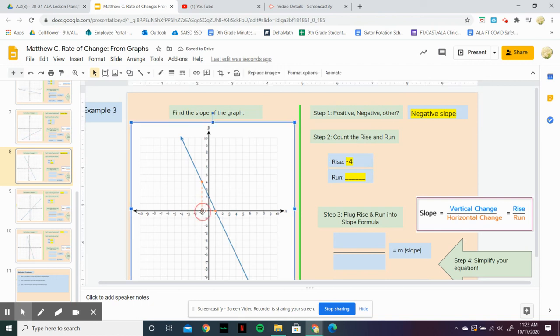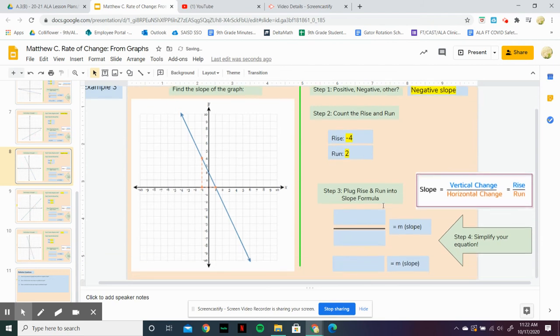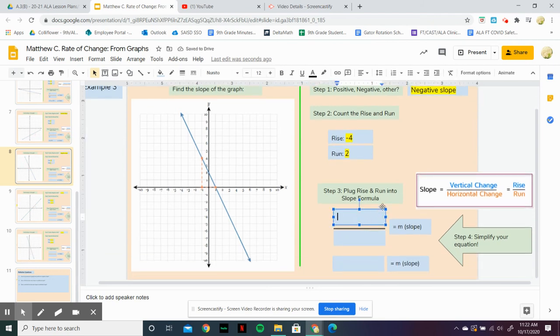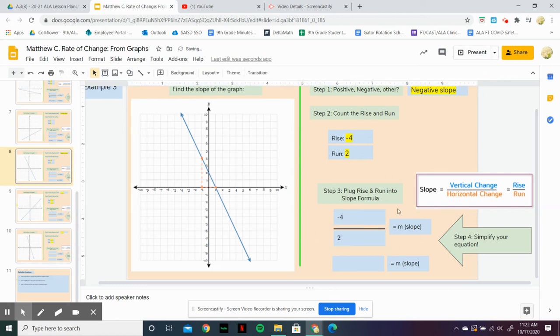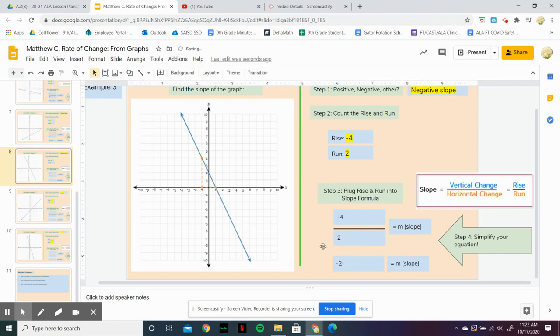And now I'm going to count the run, which would go from here to here, and that is 1, 2. So my run is positive 2. Step 3 is to plug the rise and run into the slope formula. So I would do negative 4 divided by 2. And when I simplify that, negative 4 divided by 2 would become negative 2. So negative 2 is the slope of this graph.